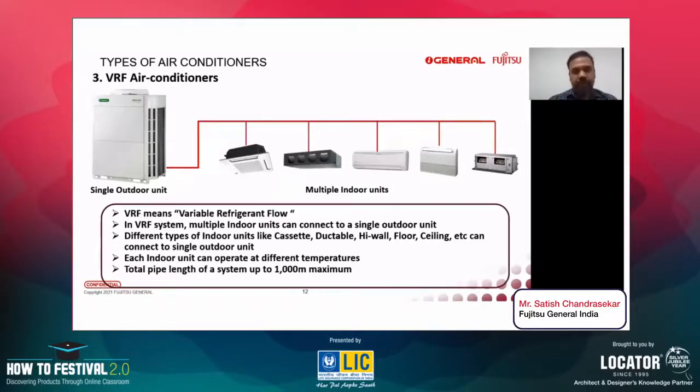And the beauty is, even though you have multiple indoor air conditioners, each indoor unit can be operated at different temperatures. It is not that since it is connected to the same outdoor unit, everything has to be run at the same temperature. You can set different temperatures for the different indoor units, right? And this is ideal for large buildings, showrooms, malls, where there are large distances involved, because the distance between the indoor unit and the outdoor unit can be as high as 1,000 meters, the piping length. So that is the advantage of VRF air conditioners.